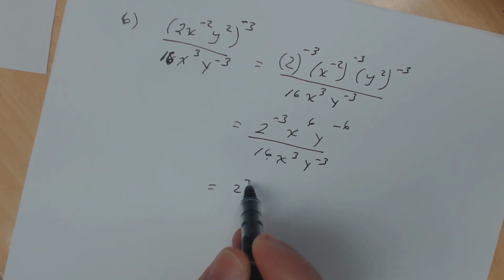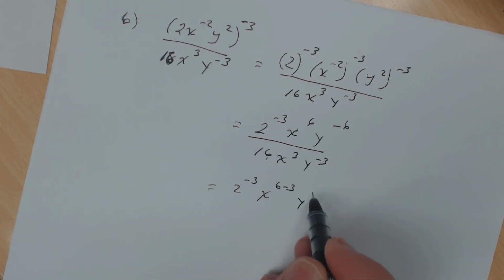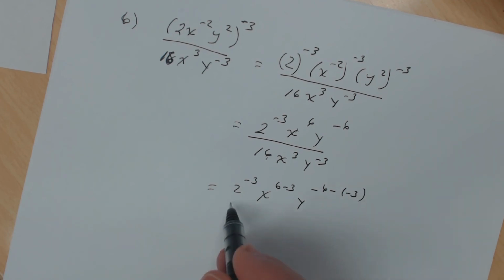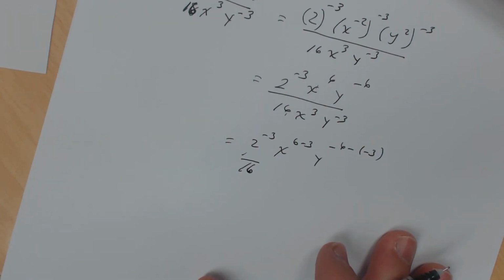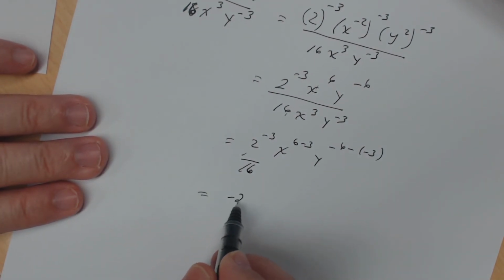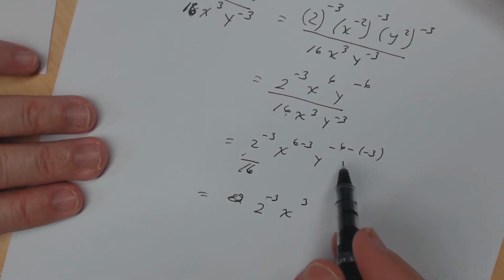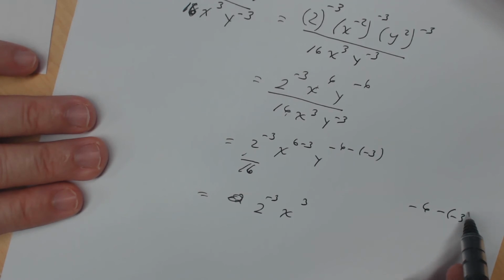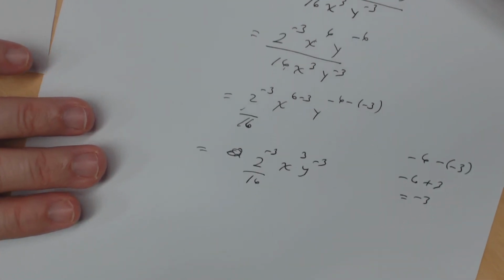So I have 2 to the negative third times x to the 6 subtract 3. You're dividing like bases, so subtract exponents. y to negative 6 subtract a negative 3. And all that's being divided by 16, just like this, if you need to. Okay? And so I get 2 to the negative third times x to the third power, and then negative 6 subtract a negative 3 is negative 6 plus 3, which is a negative 3. So that's y to the negative third divided by 16.